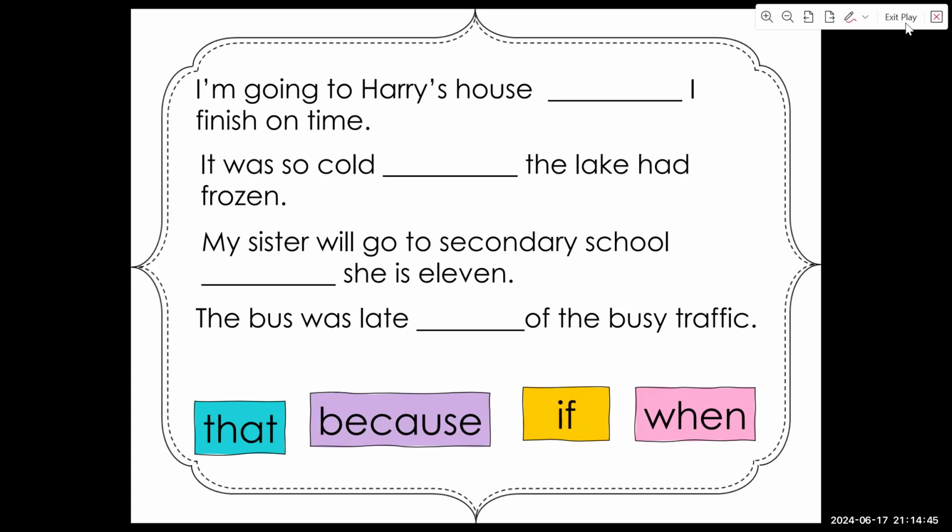Because the lake has frozen. Okay, the lake has frozen. Wait, let me write your answers. Because, yeah, wait a minute. Wait a little. Okay, if, and then because, right? Yeah. Okay, continue. My sister will go to secondary school when she is 11. Okay, very good. That's obvious.